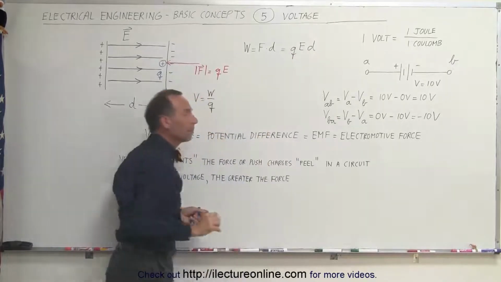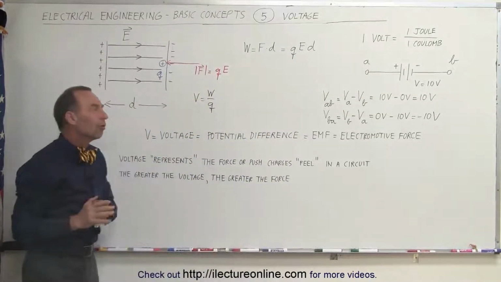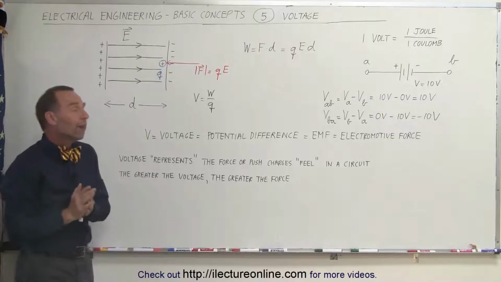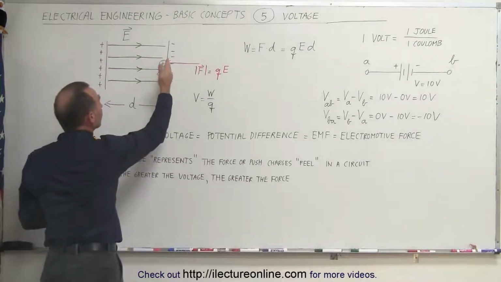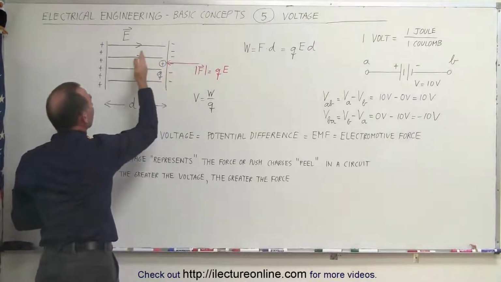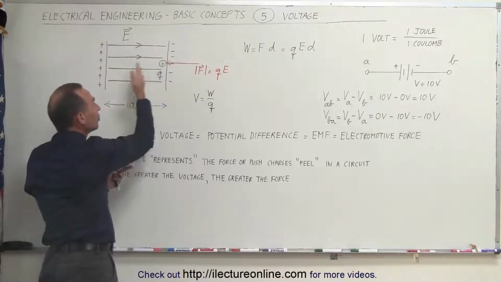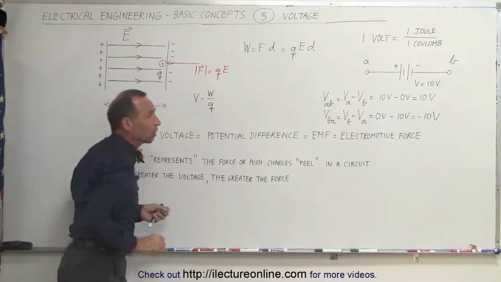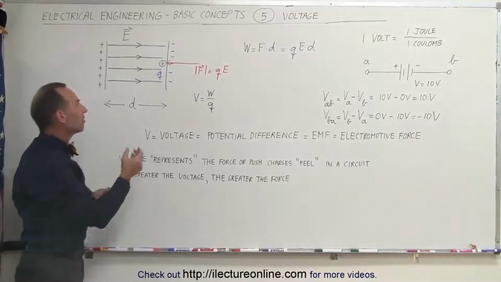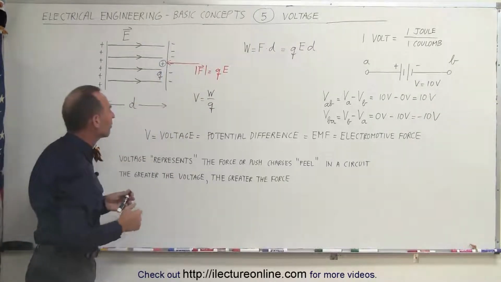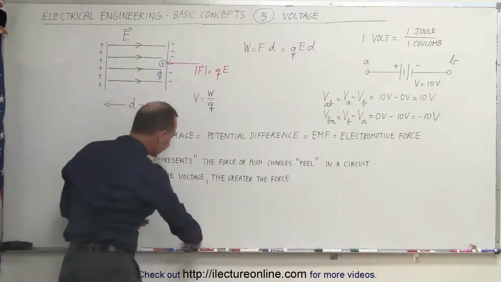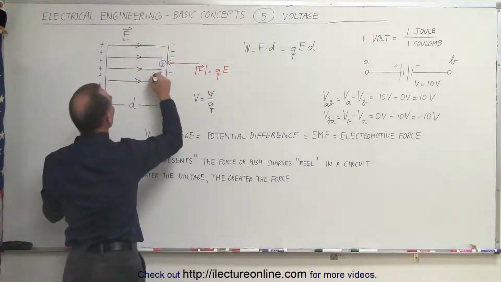That's the work done. Now, the definition of voltage. Voltage is defined as the amount of work done to move a charge across this distance here where there's an electric field, the amount of work done to do that, divided by the size of the charge. And that makes sense because let's say that the charge was twice as big. Let's say we have 2Q there. So let's say we have twice the charge.